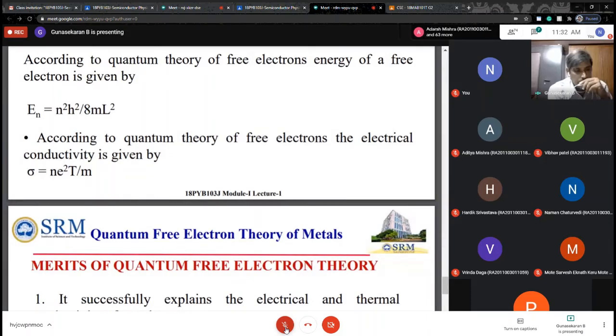So here En is equal to n square h square by 8m L square, where n is the energy level. For example, n equal to 0 is the ground state energy level, n equal to 1 is the first state, second like that: E1, E2, E3, etc.